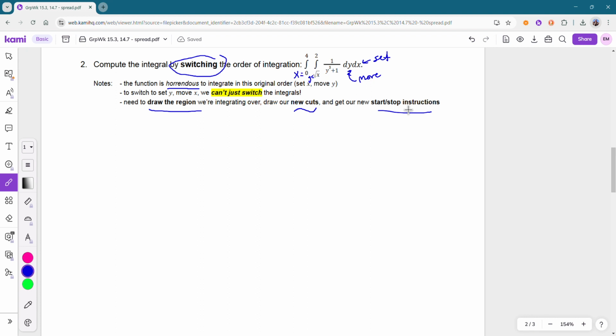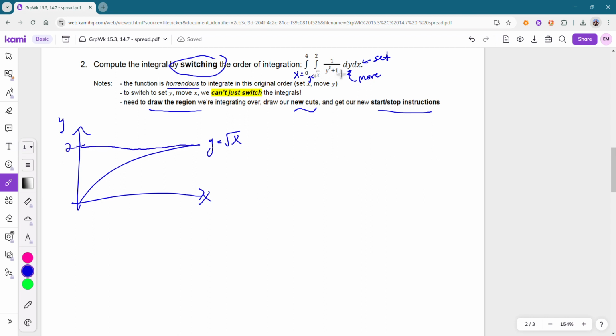And so we can get a picture going. So here is our root x function. And we're moving y from root x up to 2. So here's y equals 2. And we're always moving y from root x up to 2. And so this is the region that we are actually integrating over with our integral.